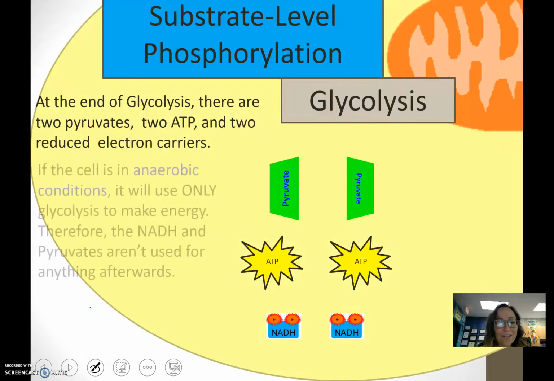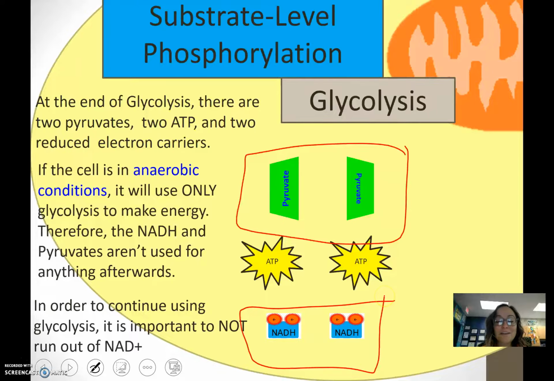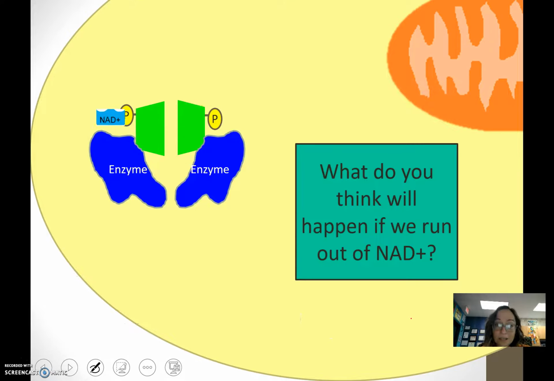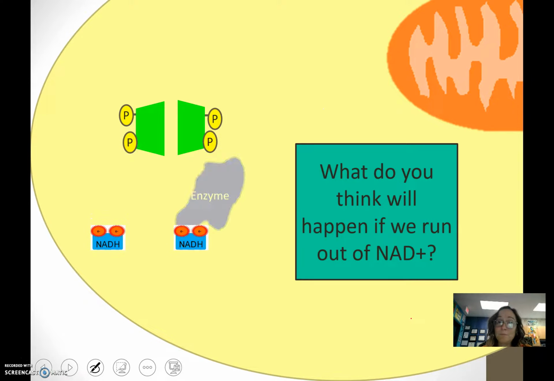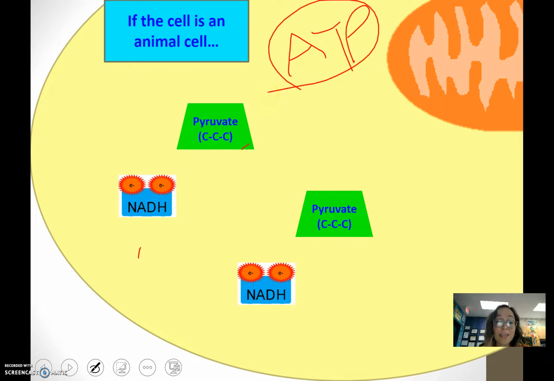All right. So let's remember, at the end of glycolysis, we made pyruvates and electron carriers. If our main concern right now in anaerobic conditions is to make ATP, then these are just waste products at this point. In this step of glycolysis, we need NAD+ to be reduced. If you run out of NAD+, you're not going to be able to make your ATP during glycolysis. So in an animal cell, these two things were wastes. We are only concerned about the ATP during anaerobic conditions. That's our main source of ATP.